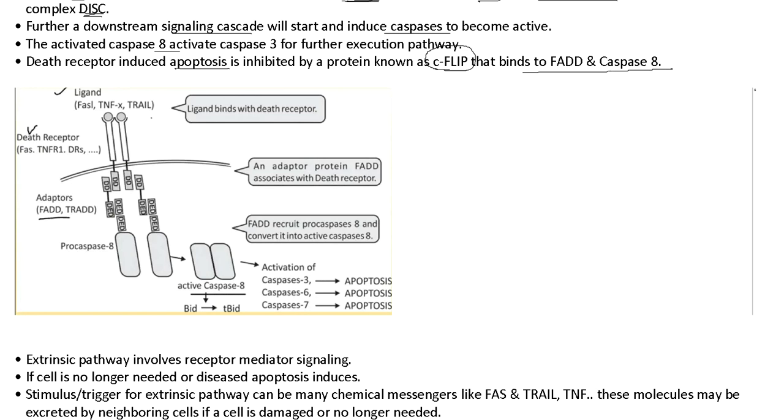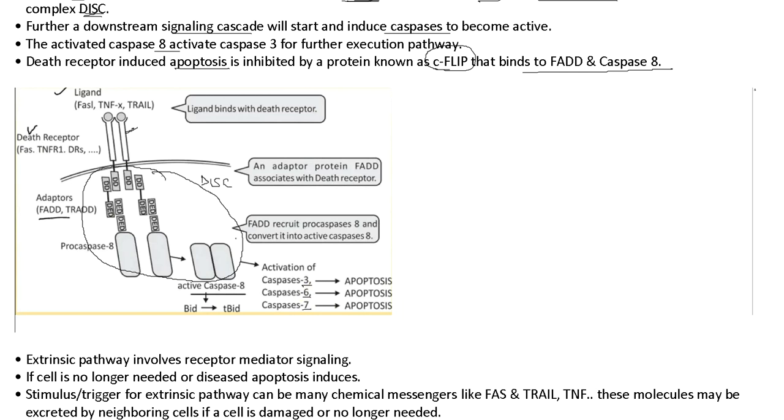You can see here that the ligand is homotrimeric, though it is not shown properly here, and there is an adapter protein which is FADD. It has a death domain. The death domain combines with procaspase 8 and forms caspase 8, forming the DISC complex. Then some executioner caspases will be active, which are 3, 6, and 7.